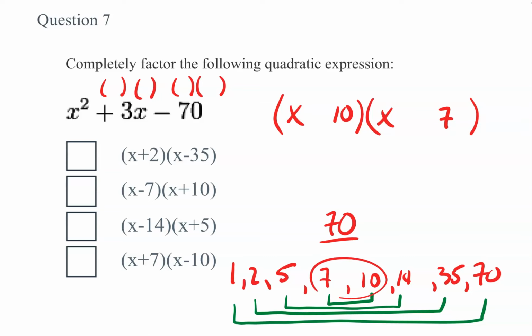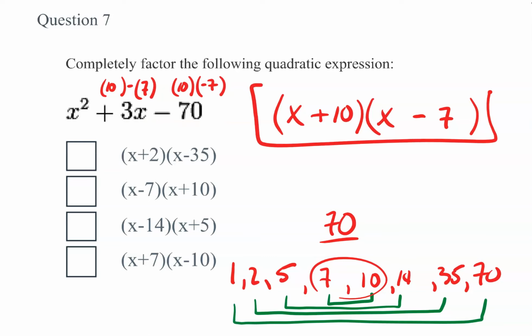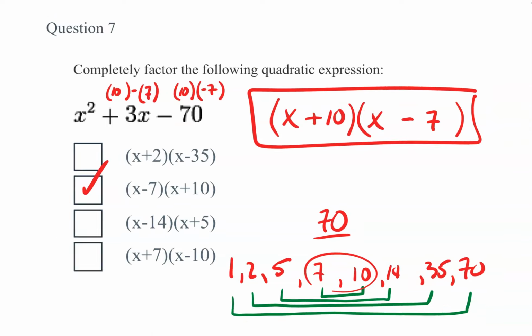And I think a +10 take away 7. So +10 minus 7. That's what's going to get us back to +3. And also +10 times -7. That's what multiplies to make the -70. So I'm happy with this as an answer, and as far as an answer choice goes, wouldn't you know it, option B, x minus 7 and x plus 10.